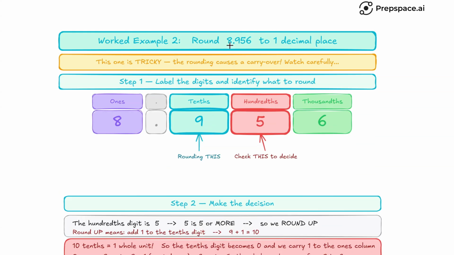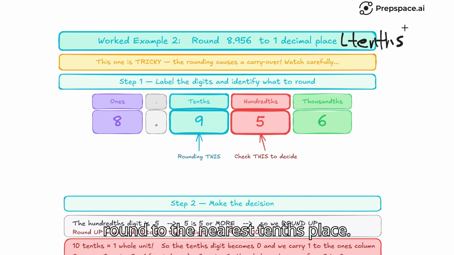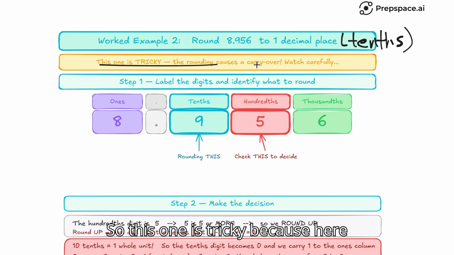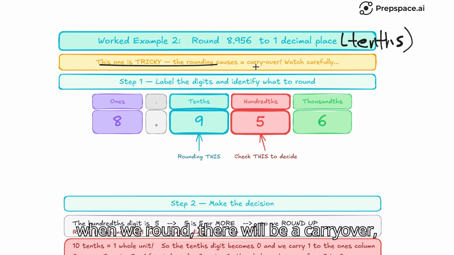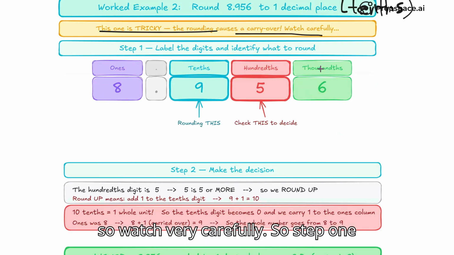Round 8.956 to one decimal place, or in an exam it will say round to the nearest tenths place. So this one is tricky because when we round there will be a carryover, so watch very carefully.